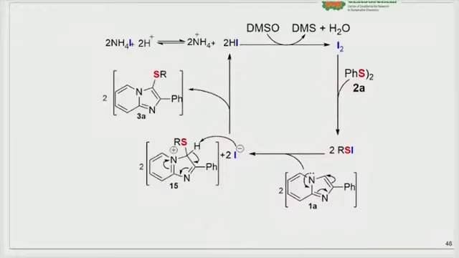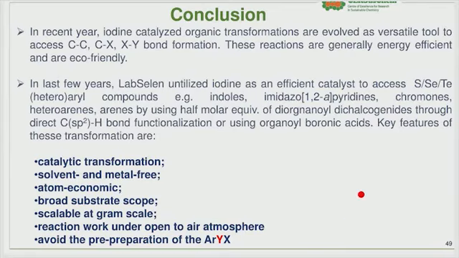The mechanism for this transformation begins with the reaction of ammonium iodide in the acidic medium, forming HI. Now, this HI in the presence of DMSO forms the active component of this catalytic transformation, which is molecular iodine. Now, molecular iodine in the presence of the dichalcogenide forms the electrophilic chalcogen species, which leads to the product via the intermediate 15 and regeneration of the HI, which will enter the catalytic cycle. With this, I will conclude my presentation.